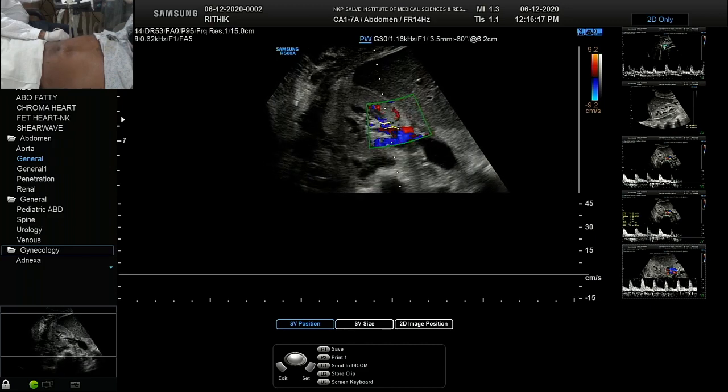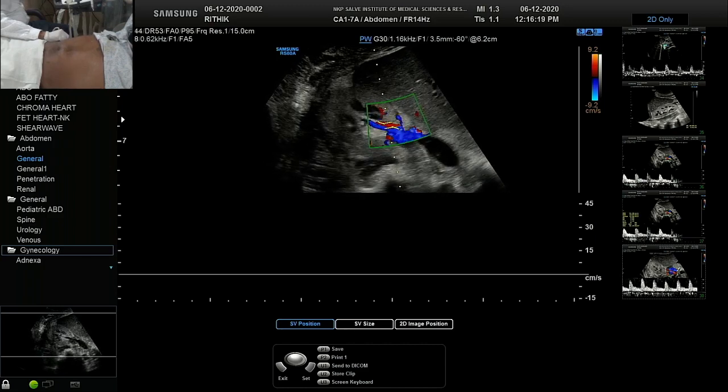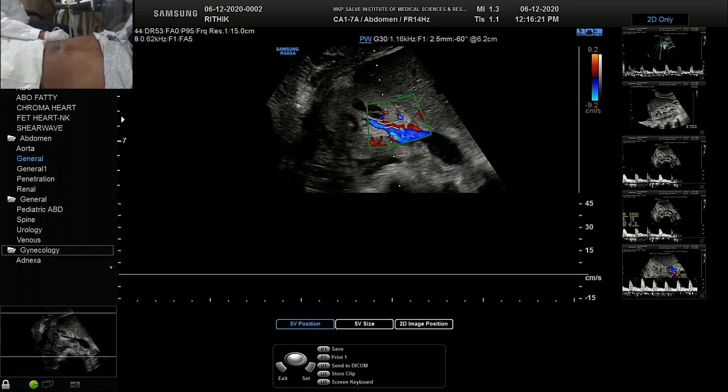So we see this segmental here. Reduce the sample volume a little bit because the vessel is smaller.